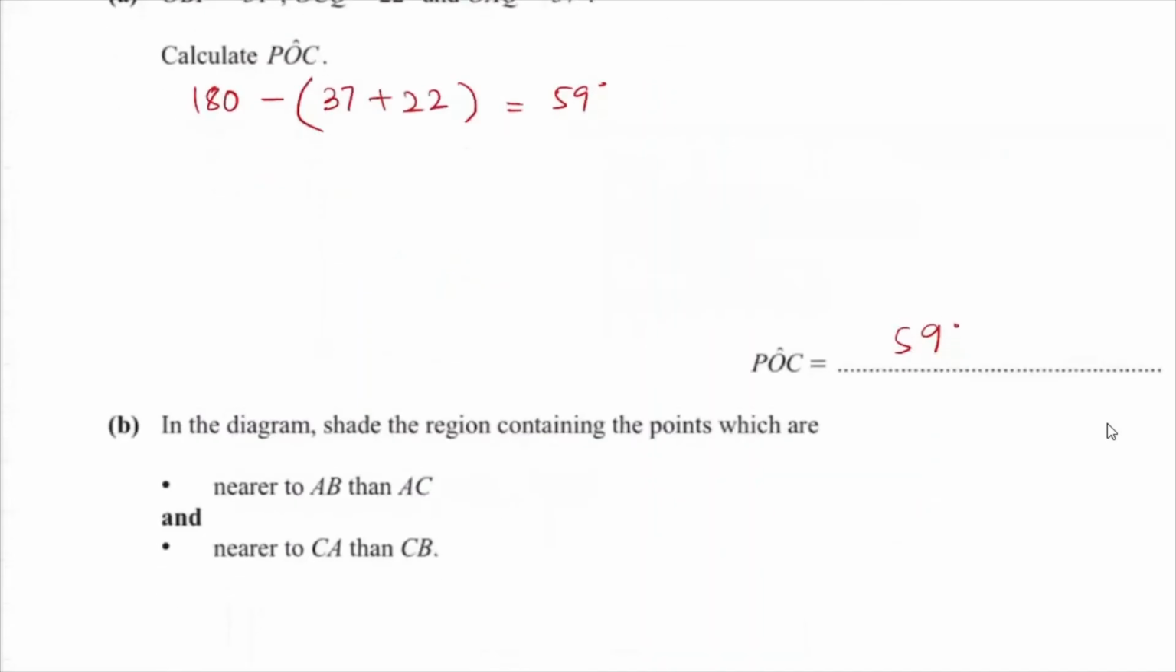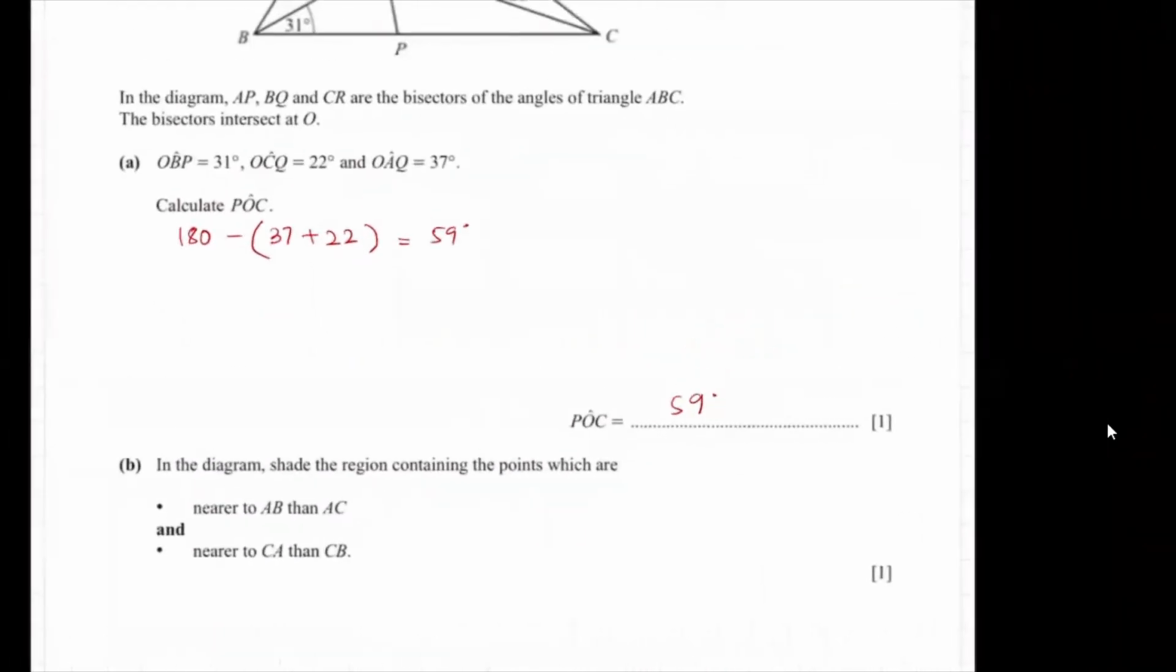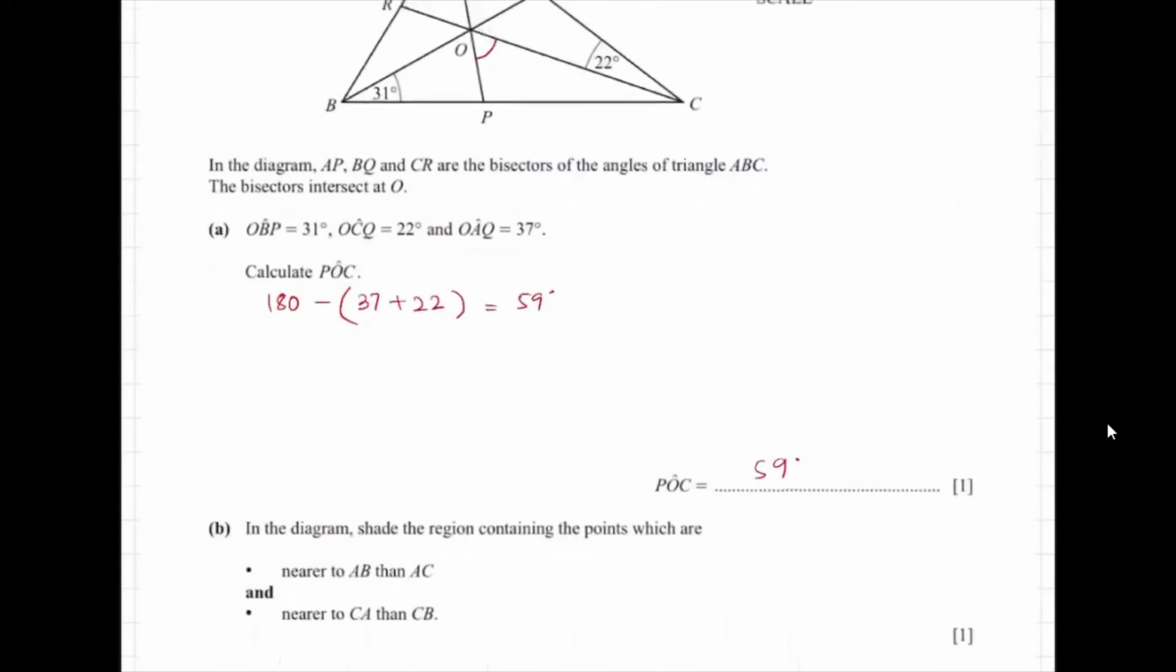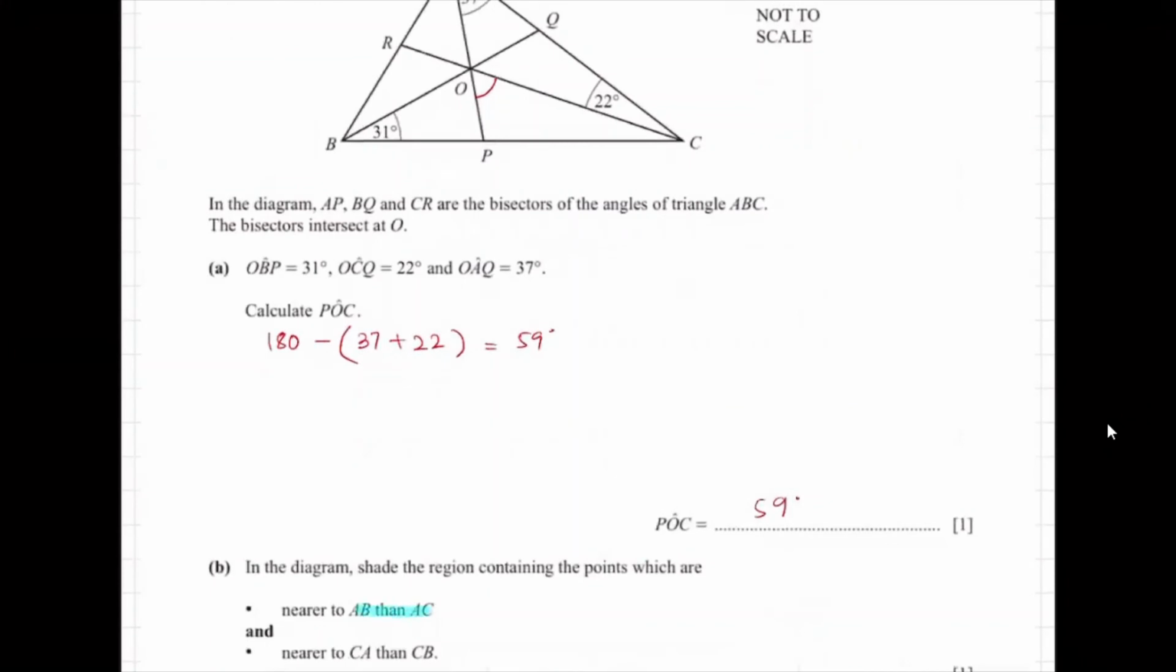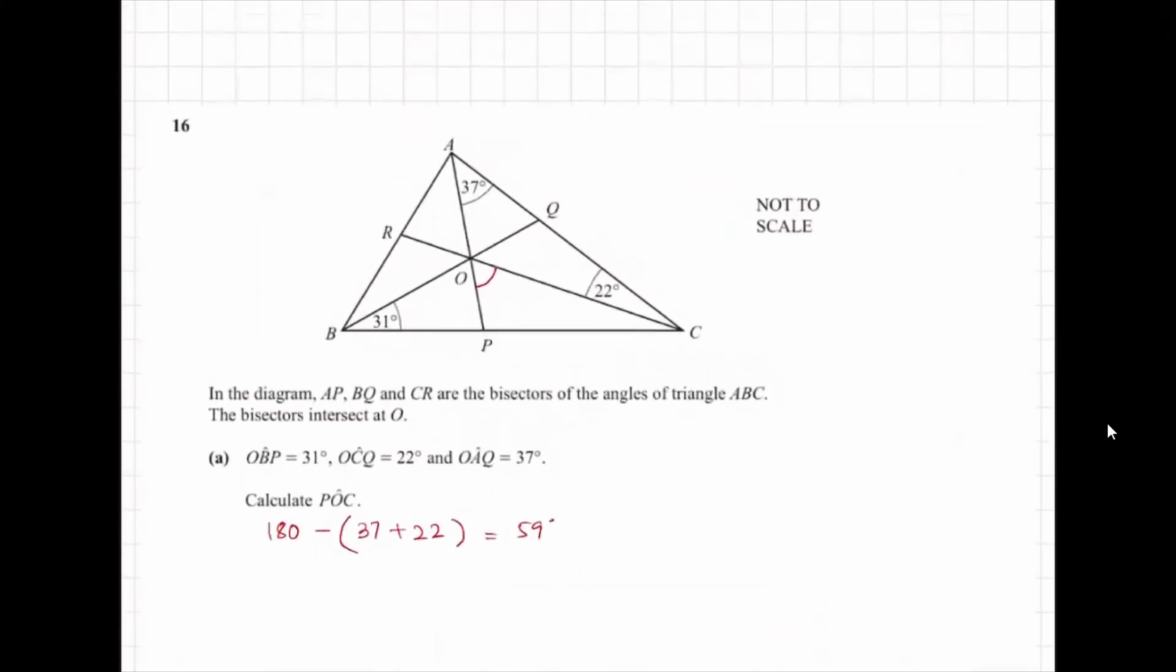Okay. In the diagram, shade the region containing the points which are nearer to AB than AC. Let's shade. This is fun. Nearer to AB than AC. Okay. I've highlighted this. So AB is over here and AC is over here. This is the topic of loci. So whenever you have to shade something that's close to a line, you basically need to shade using the perpendicular bisector of it, right? This part of it. So I'm shading this part. This line means that basically it's closer to AB than to BC.